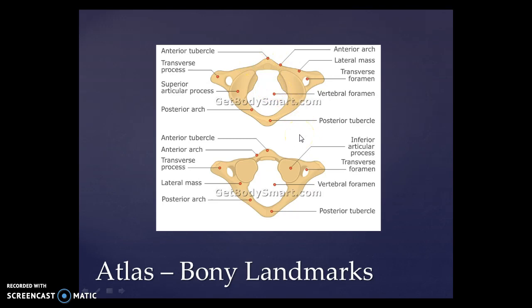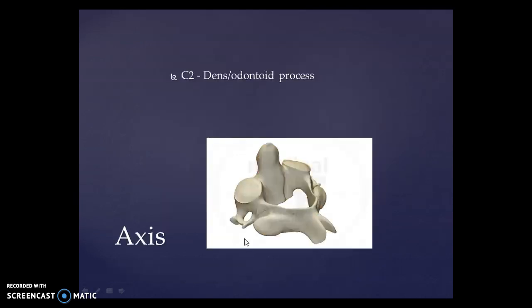Looking from an inferior view, you're going to have your inferior articular processes here, and then everything else kind of aligns with the superior view as far as your transverse processes, your posterior arch, and then your anterior arch. And this is just a big close-up picture of the axis, which again, your odontoid process or your dens is the characteristic feature of the C2.